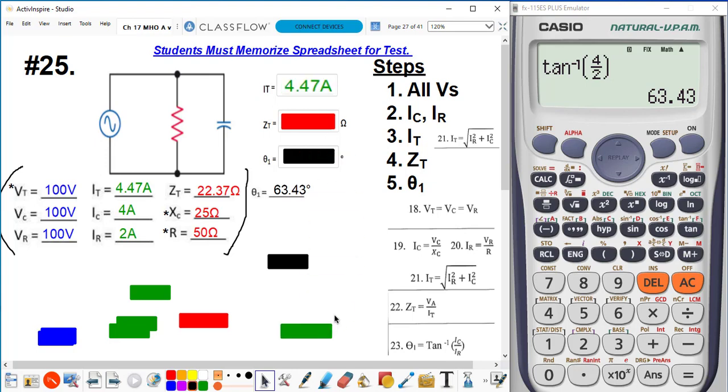I've got my current. I've got my impedance. You don't have to type ohms. And for my theta 1, you do not have to type degrees. Just put the numerical value.